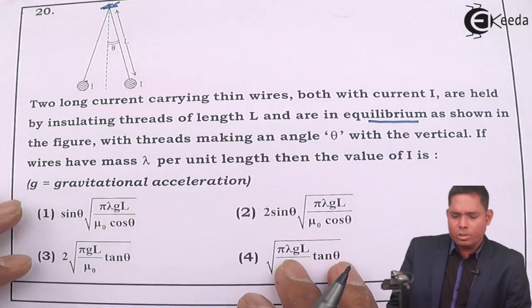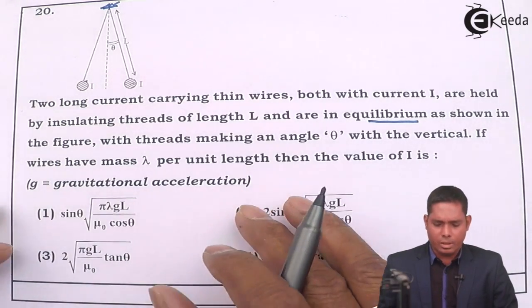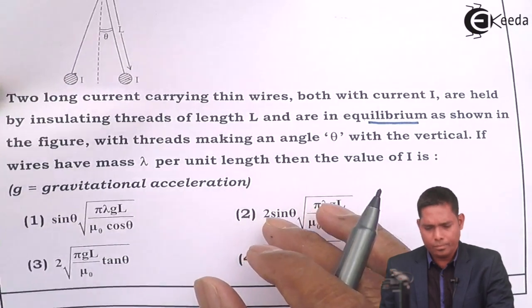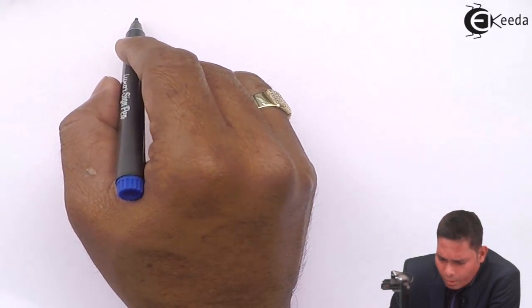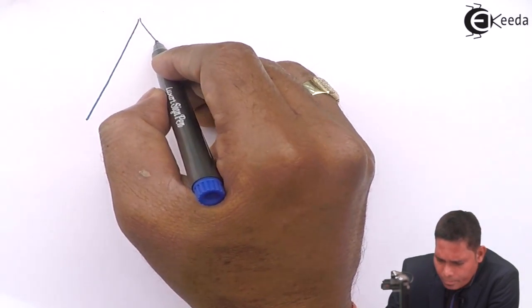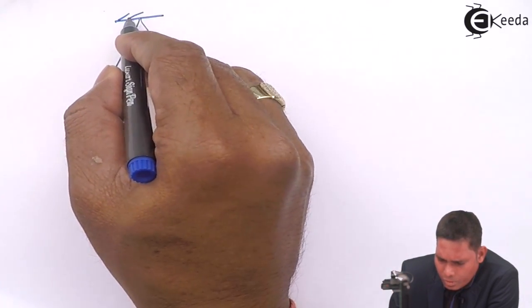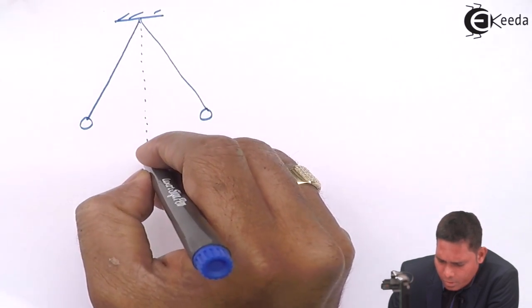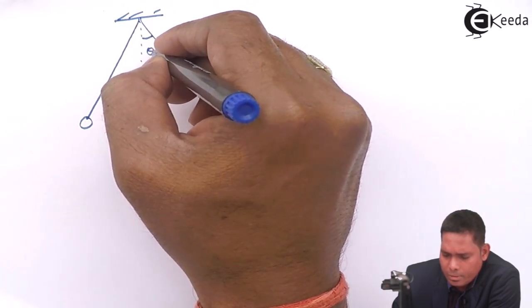Now let us draw the free body diagram when they are in equilibrium. When they are in equilibrium, the forces must balance each other. So let us draw the free body diagram. I will draw the diagram. This is the wire, this is the rigid support. This is the vertical line, this length is L, this angle is theta.